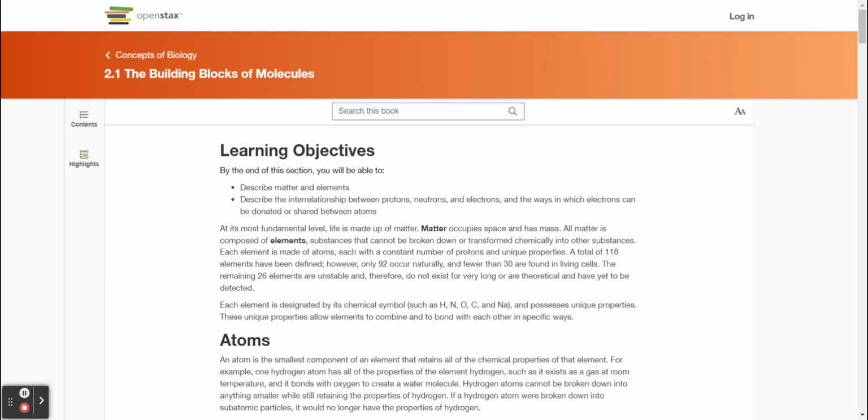Section 2.1, the building blocks of molecules. By the end of this section, you will be able to describe matter and elements, describe the interrelationship between protons, neutrons, and electrons, and the ways in which electrons can be donated or shared between atoms.